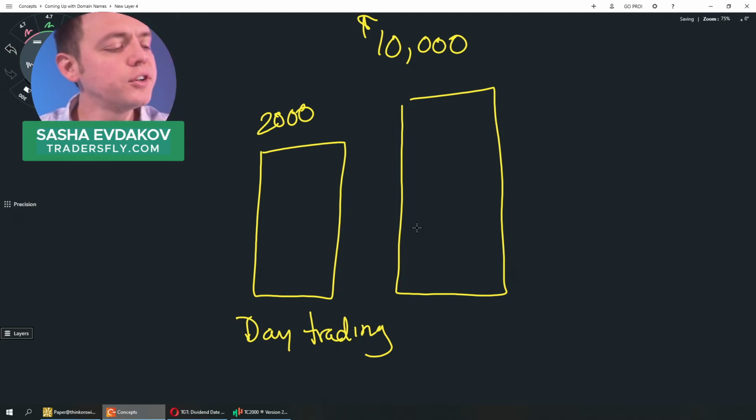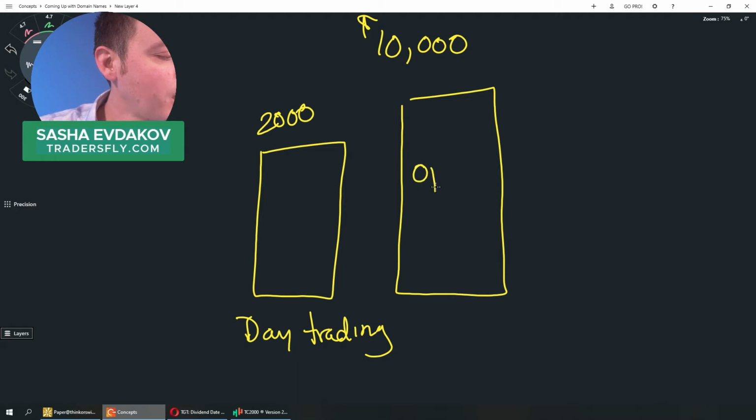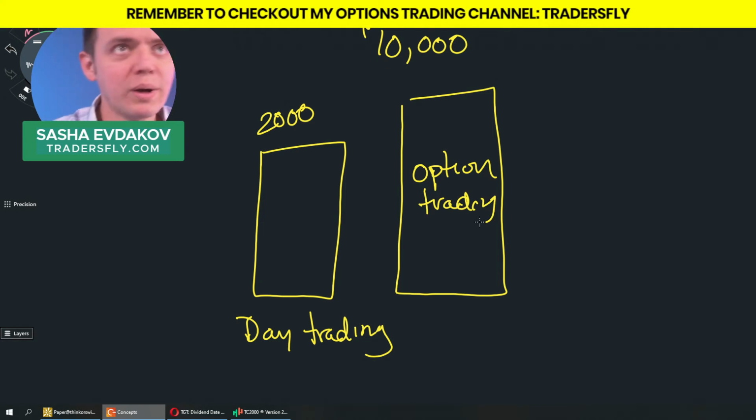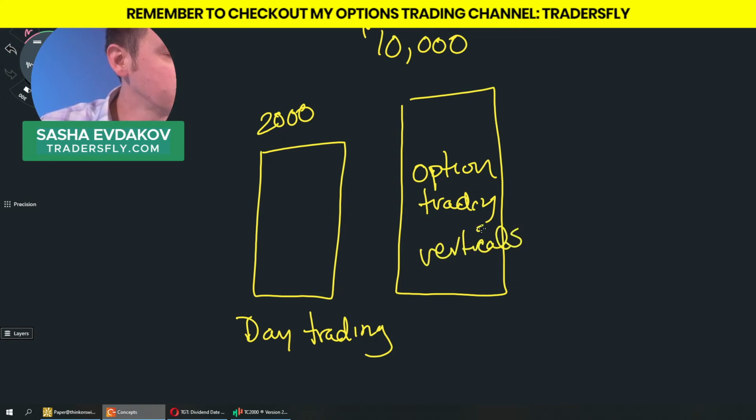So what you're doing is, if you're doing day trading and that's all you kind of know, that's fine. That's the starting point. But what you want to do is start allocating your capital in different spots. So now you can start doing some option trades. And if you're interested in options, by the way, you could definitely check out my website and other channel for options trading. So let's say you've got verticals or singles that you're trading.